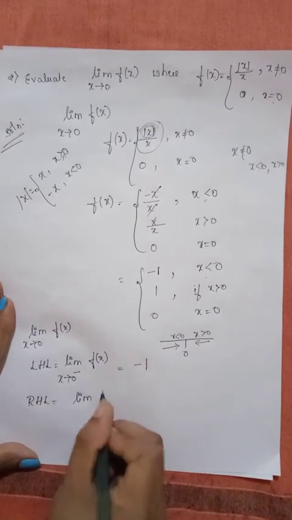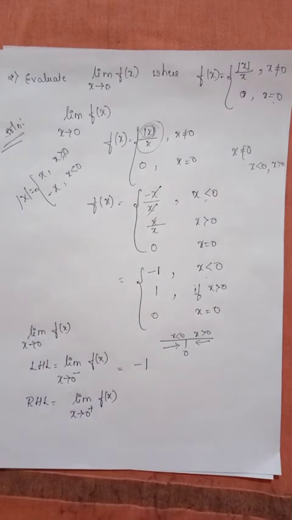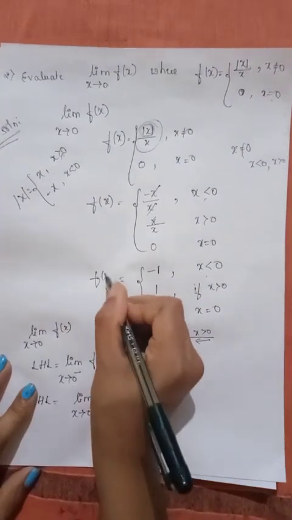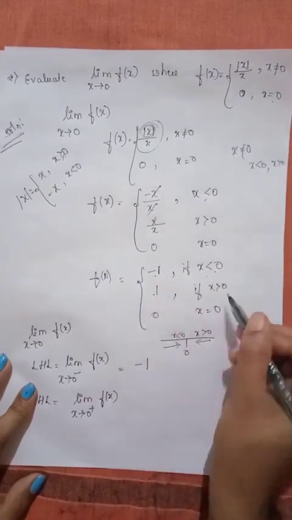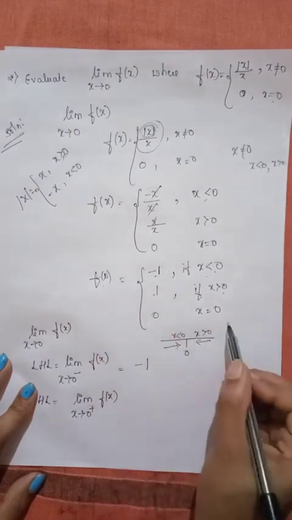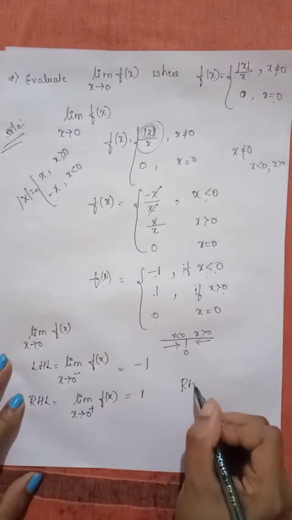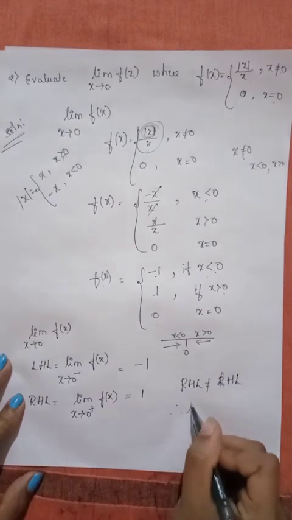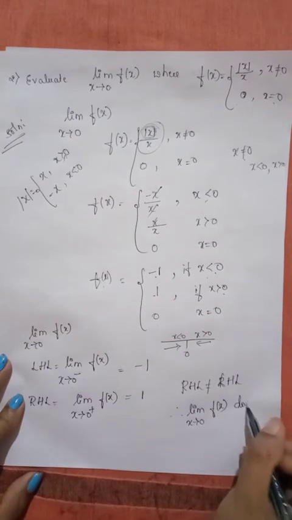Similarly, find what is RHL. RHL is the limit of f of x as x tends to 0 from the right. When you say from the right, it means the value of x is greater than 0. When x is greater than 0, how is the function defined? See, f of x is minus 1 if x is less than 0, it is 1 if x is greater than 0, it is 0 if x is equal to 0. So this is equal to 1. Now what you have to see is whether the left hand limit is equal to the right hand limit. No. Left hand limit is not equal to right hand limit. Therefore, the limit of f of x as x tends to 0 does not exist.